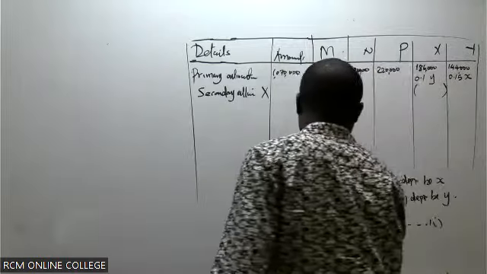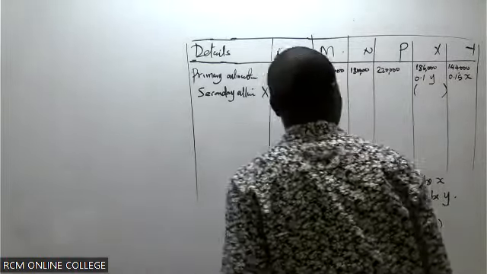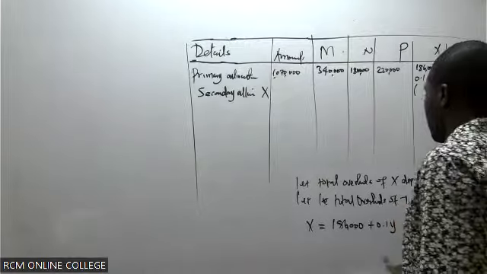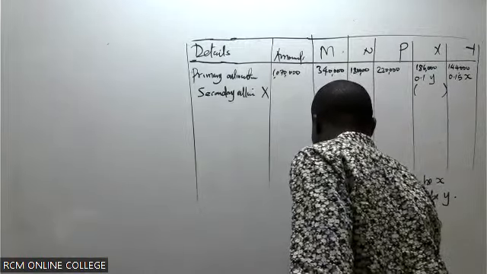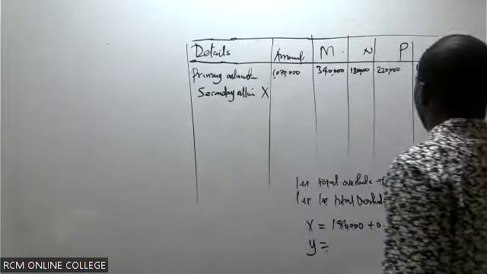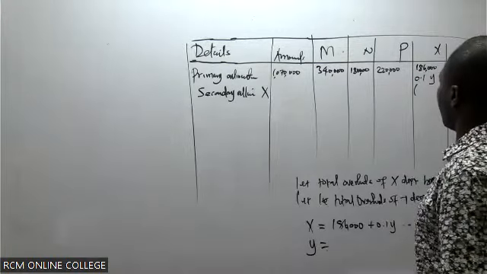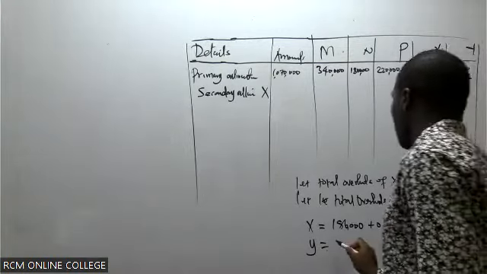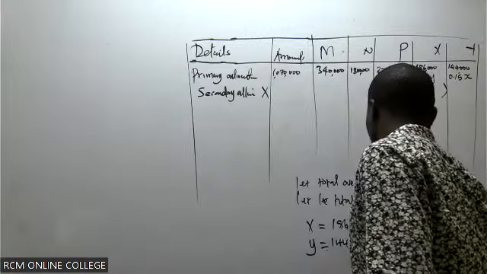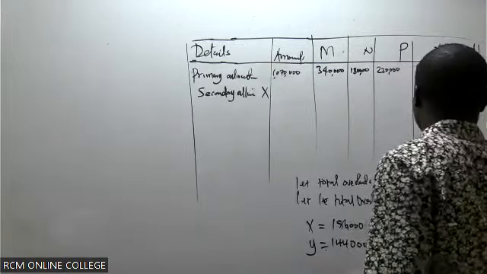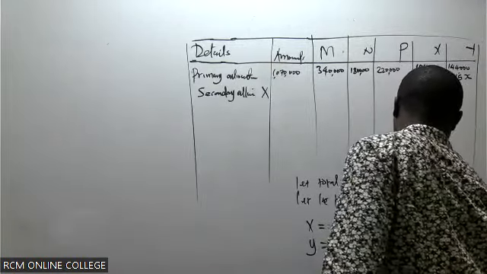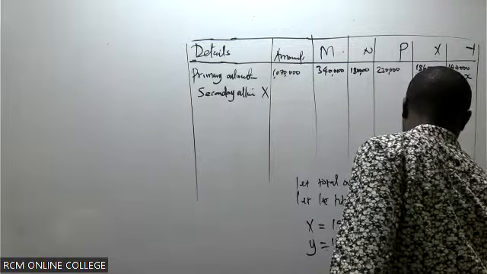How about the totals for Y? The totals for Y, we said, let it be equivalent to Y. And are we able to get it from this table? It is 144,000 plus 0.15 X.